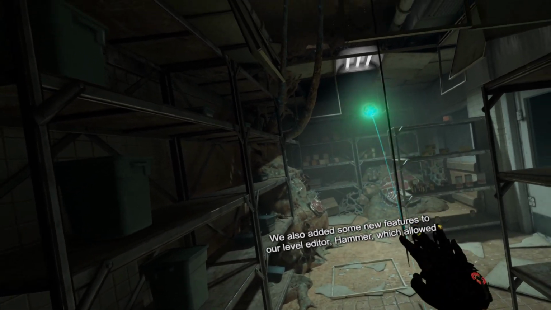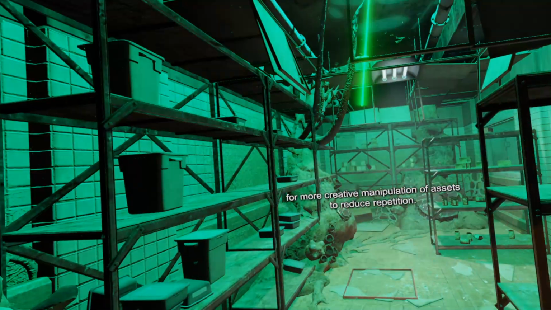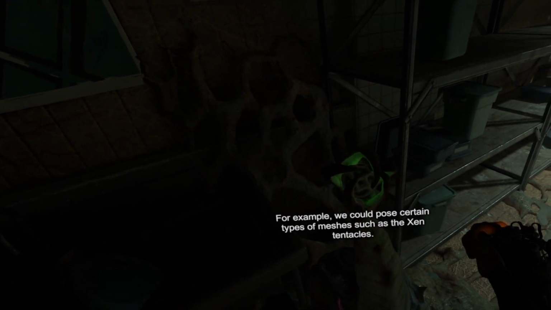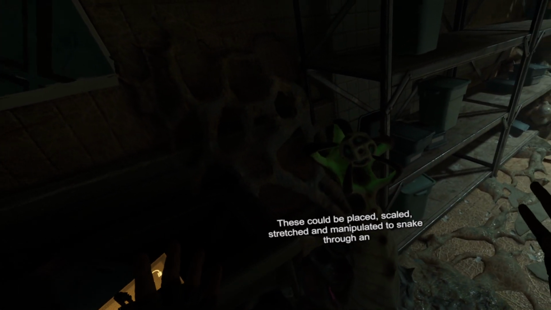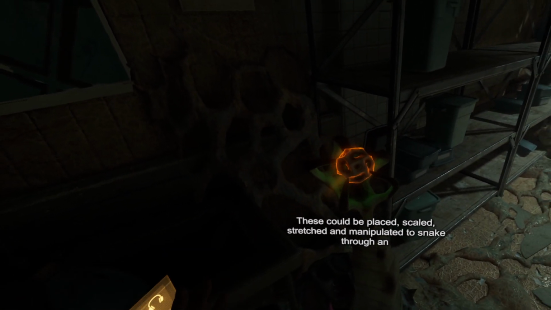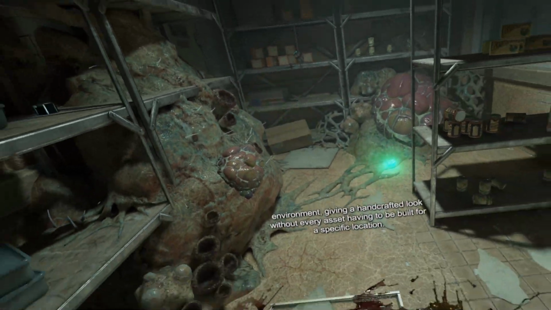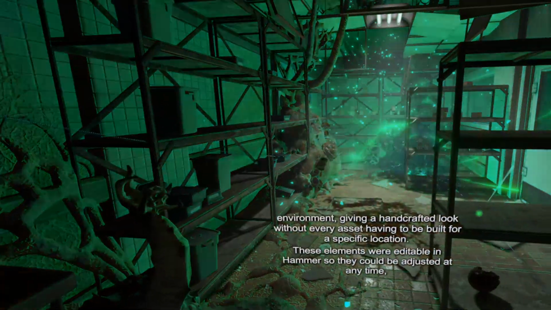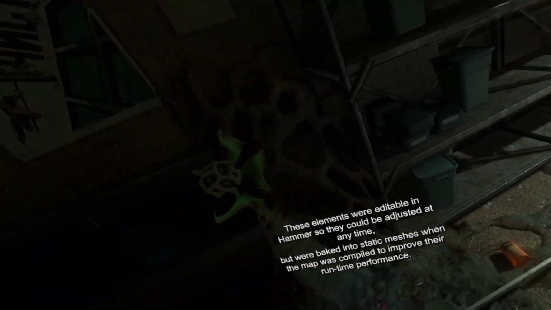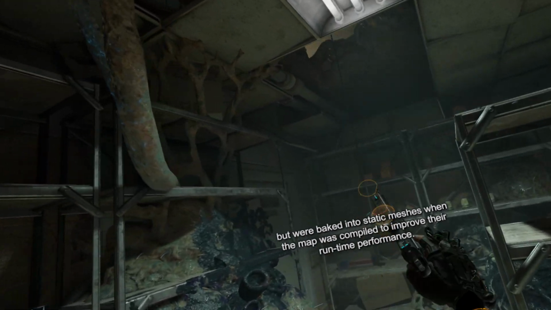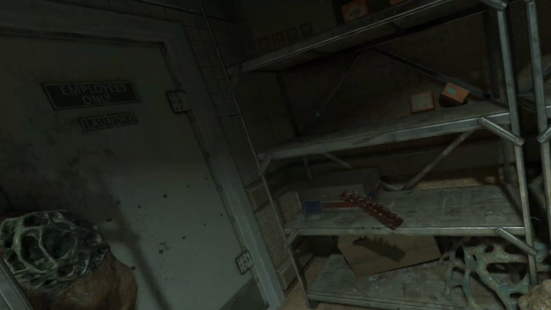We also added some new features to our level editor, Hammer, which allowed for more creative manipulation of assets to reduce repetition. For example, we could pose certain types of meshes such as the Xen tentacles. These could be placed, scaled, stretched and manipulated to snake through an environment, giving a handcrafted look without every asset having to be built for a specific location. These elements were editable in Hammer so they could be adjusted at any time, but were baked into static meshes when the map was compiled to improve their runtime performance.